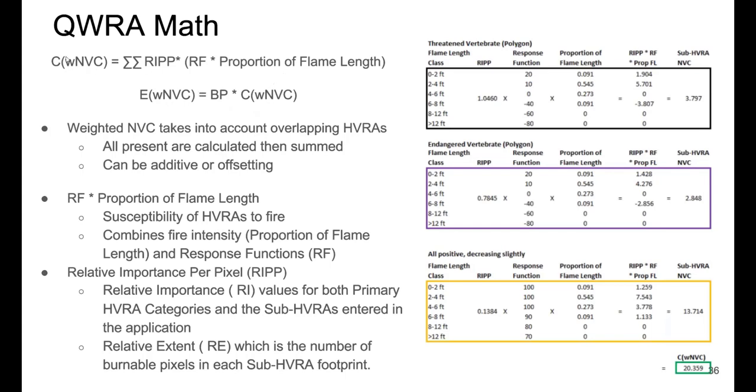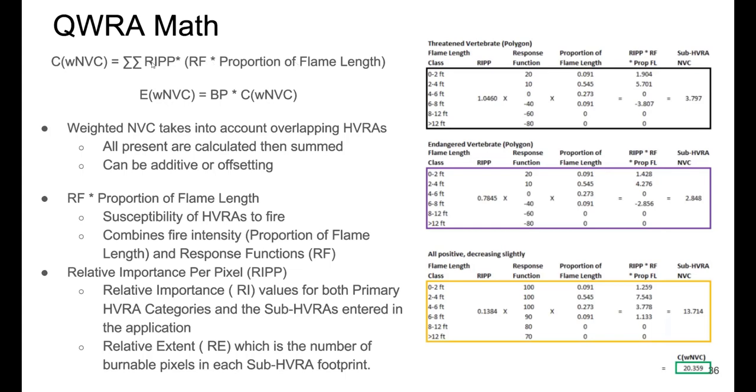So if you break it into three parts, this risk, or the conditional weighted net value change, is really a sum of the relative importance per pixel times the response function times the proportion of flame length. All right, so the response function we recognize. We know that we manually put that in. The proportion of flame length, we know that we got that from the landscape burn probability model output.